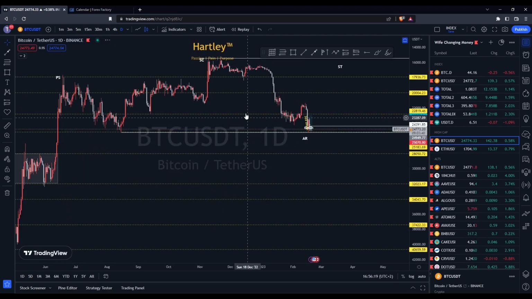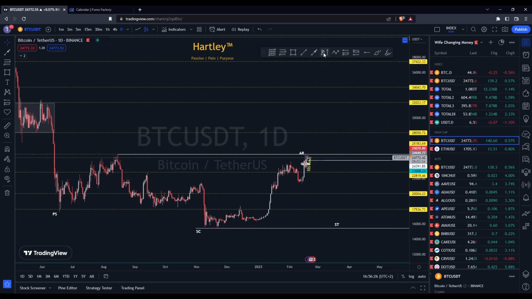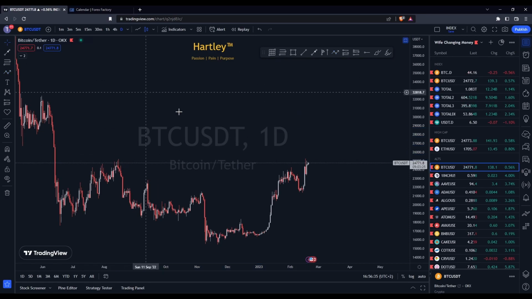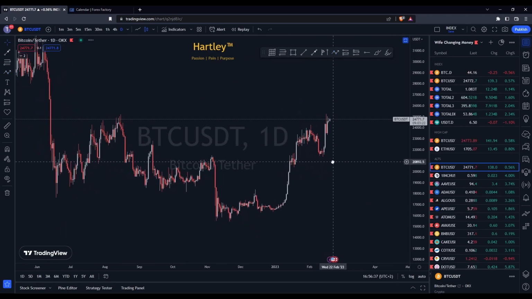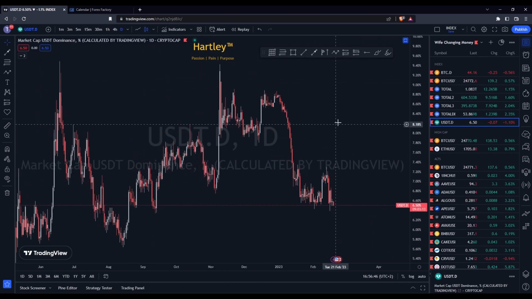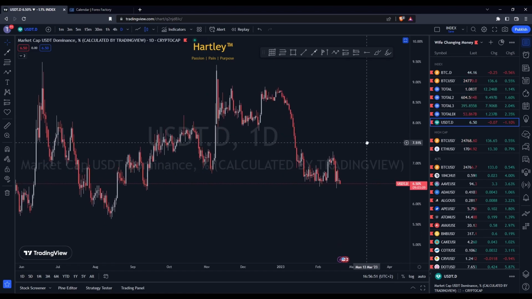where we have this. Let me invert it back again. Where we have this resistance over here that we're tapping into, right? So let me just make sure I'm using the right chart here. Yep, where we have this resistance over here. So you see how these two charts kind of correlate in certain ways, or you can use them to determine, oh, this chart is actually going to go in this direction, or as an extra confluence before taking a trade, right?